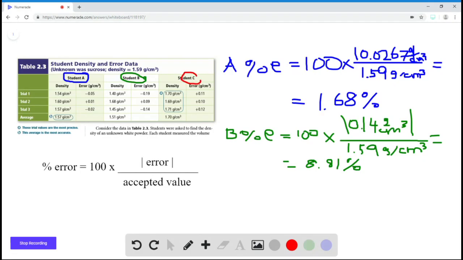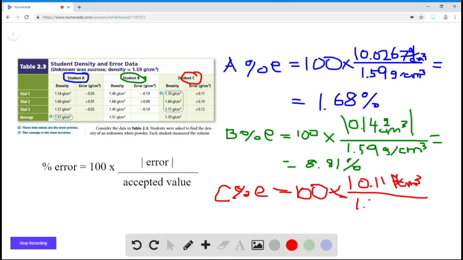And we'll call student C red. So C's percent error is going to be equal again to 100 times the average of all of these errors in absolute value, which is 0.11 grams per centimeter cubed. And this is going to be over 1.59 grams per centimeter cubed. And so student C's percent error is 6.92.